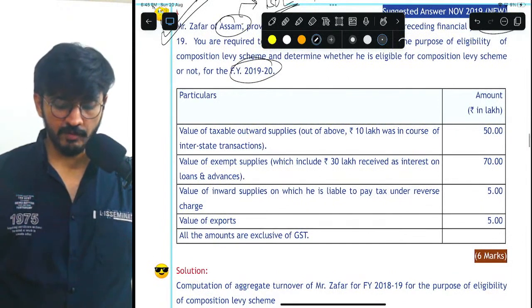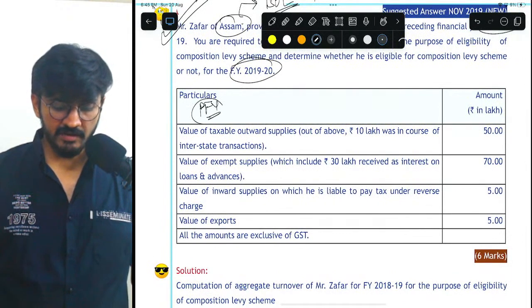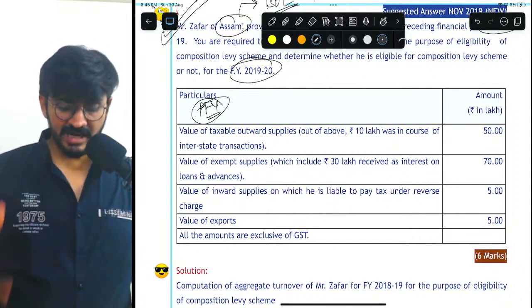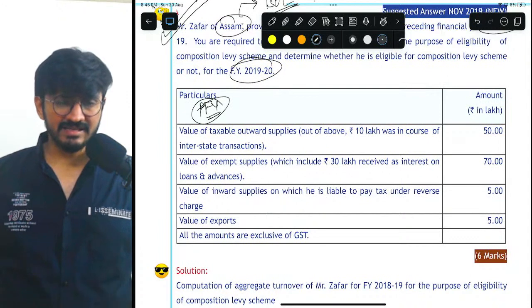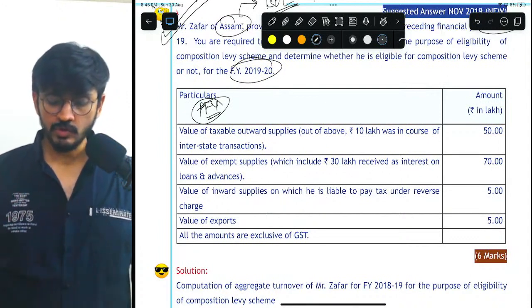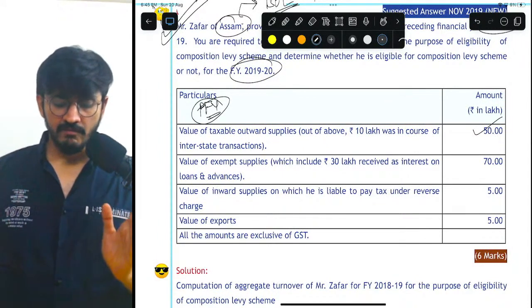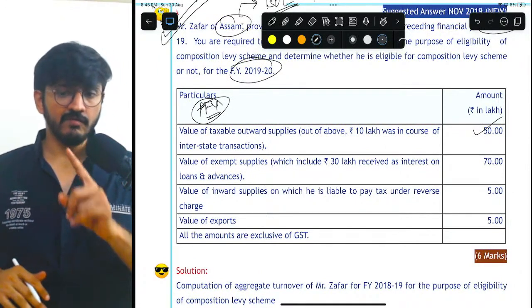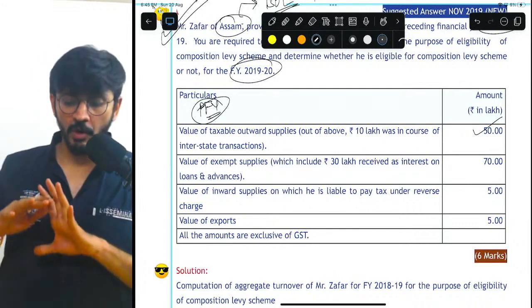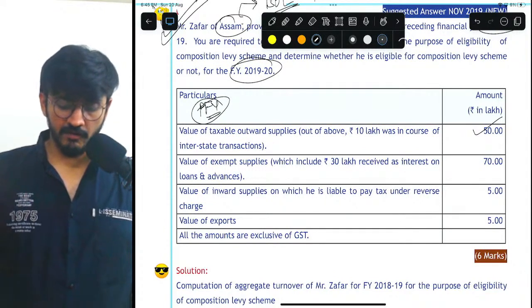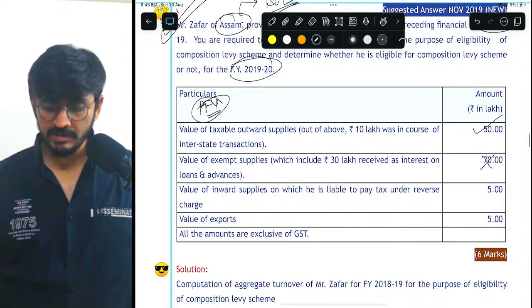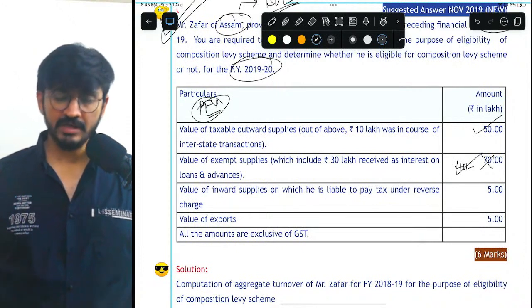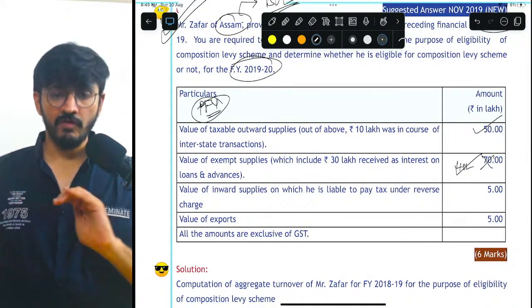So this is obviously data for the preceding financial year. In the preceding financial year, they have said they have made outward supplies of 50 lakhs, out of which 10 lakhs is an interstate transaction. Doesn't matter. Outward supply, include. So you will include the entire 50 lakhs. Value of exempt supply, but out of that exempt supply, 30 lakhs amounts to interest. Will you include interest? No. You will not include interest. You will only take care of 40 lakhs. So out of this 70, 30 will go, 40 will remain. So for me, 40 lakhs is what is useful as the data.